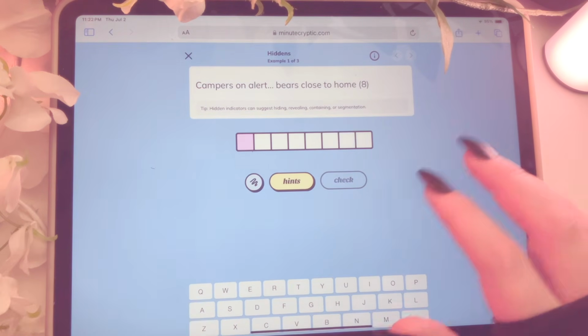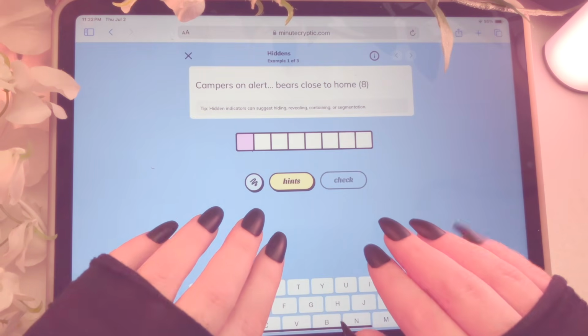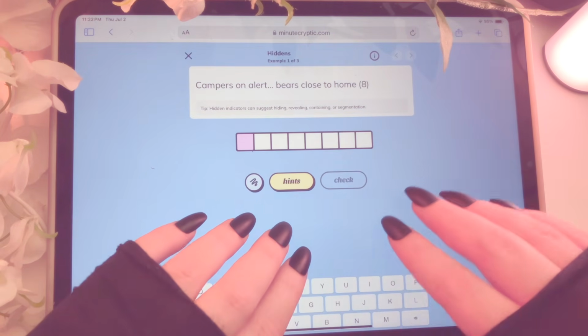My stomach just growled. I apologize, I have not eaten yet and it's very late.